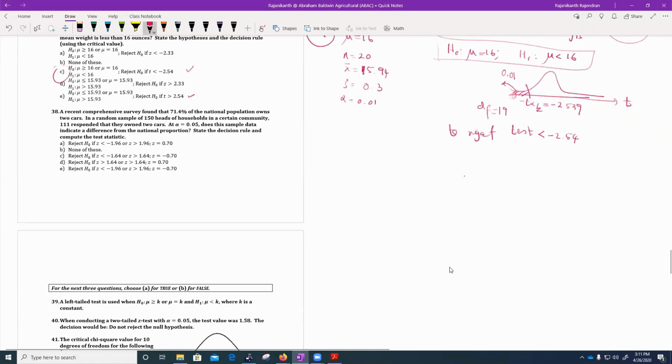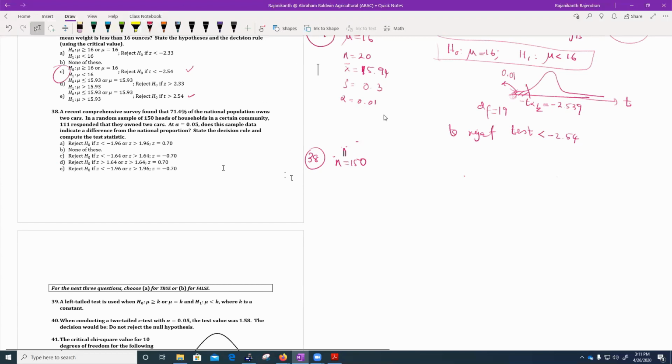Okay. So problem number 38. A recent comprehensive survey found that 71.4% of the national population owns two cars. In a random sample of 150, therefore that is going to be my mu? No, it is for the proportion problem. So I need to change that to proportion notation. So this is the proportion problem.